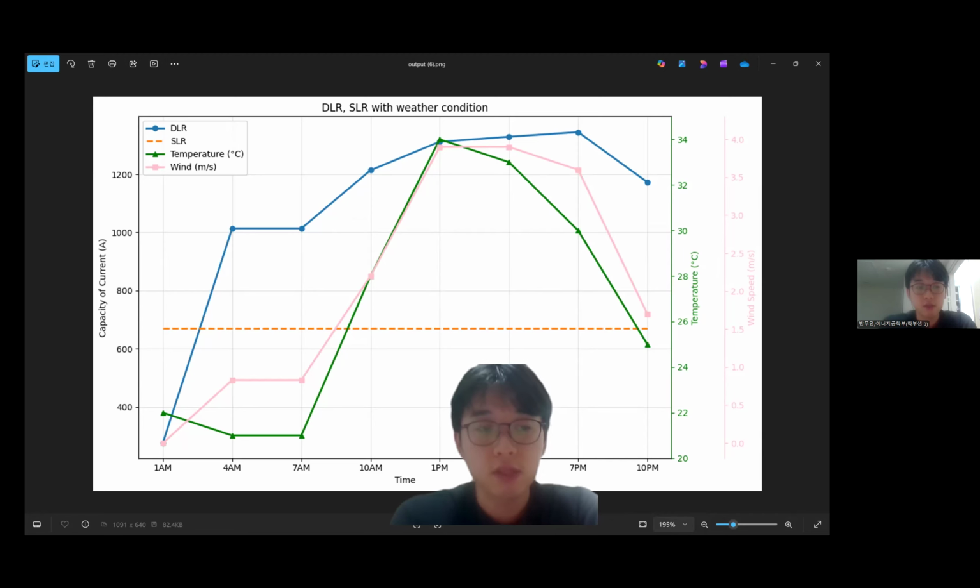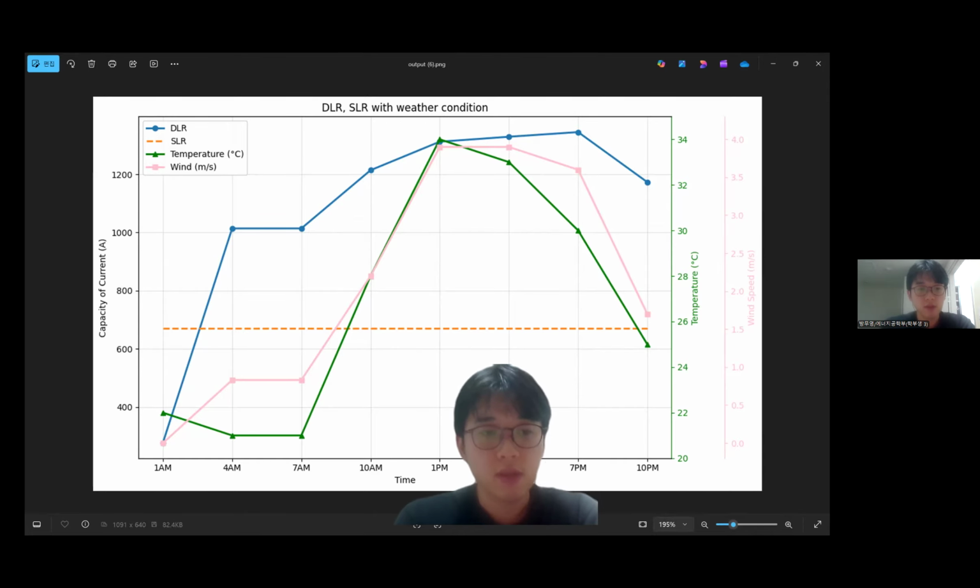The green line, which is about temperature, declines from 1 a.m. to 7 a.m. and it increased from 7 a.m. to 1 p.m. After that, it declined too. The pink line, which is about wind speed, increased from 1 a.m. to 1 p.m. and it decreased toward 4 p.m. In this graph, DLR capacity is higher except at 1 a.m.